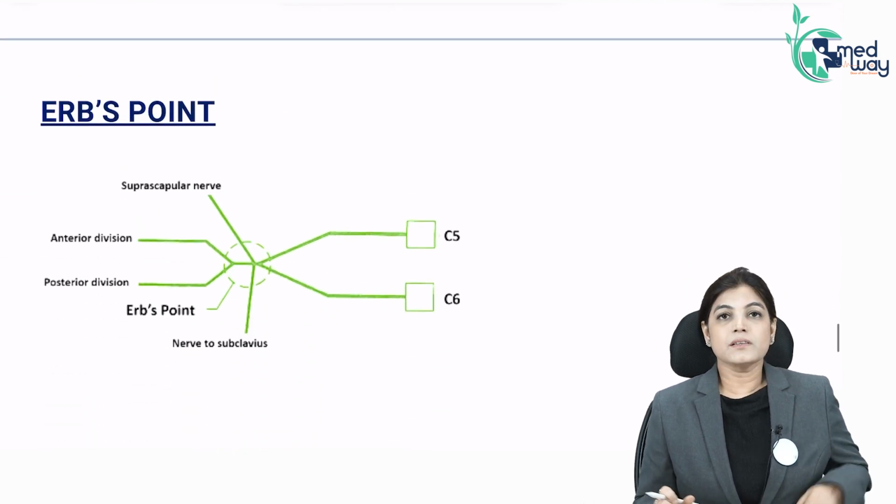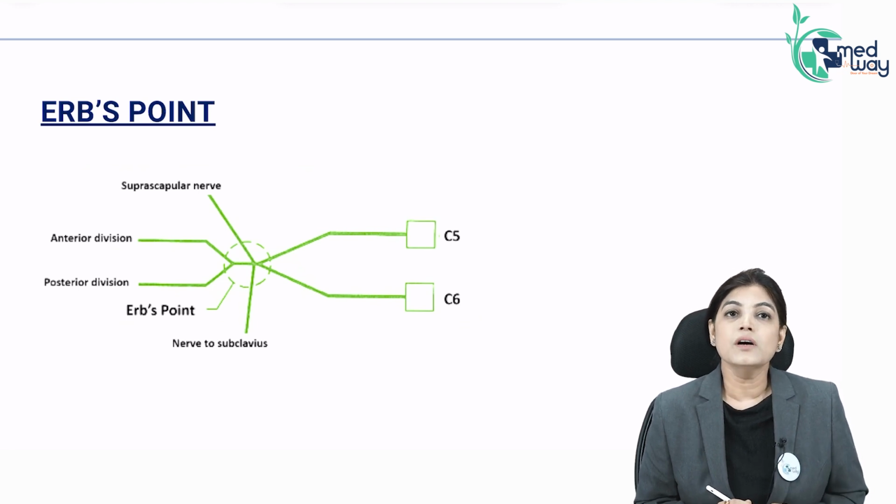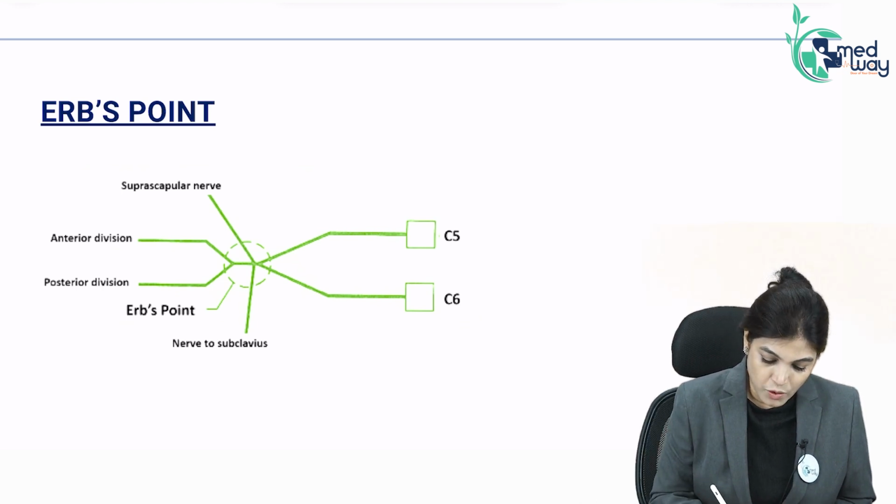Now comes the discussion of nerve injuries, the discussion of brachial plexus injury. Two types of brachial plexus injuries are common, that is the upper trunk brachial plexus injury and the lower trunk brachial plexus injury. Before that, I would like to explain Erb's point. What is Erb's point? Erb's point is the location of the upper trunk of brachial plexus.